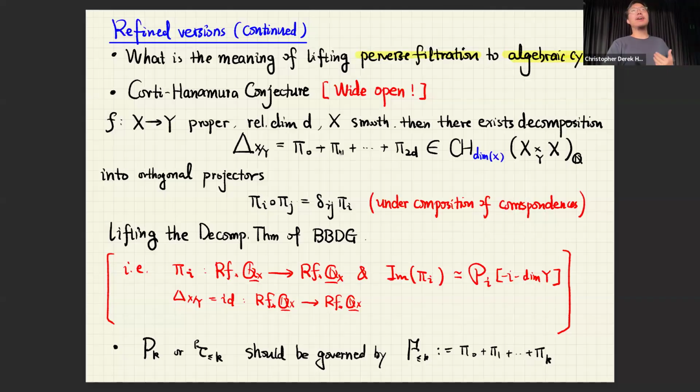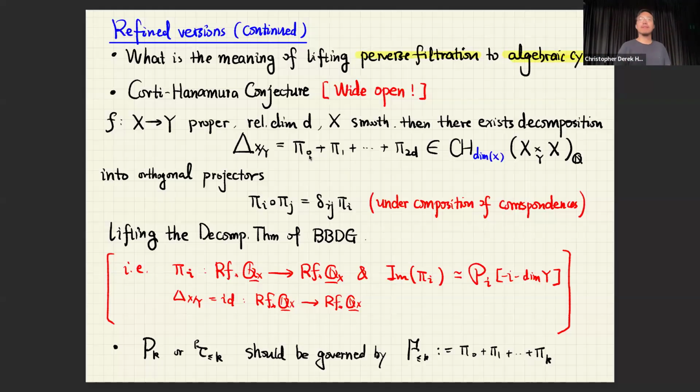Moreover, this decomposition of the relative diagonal completely controls the BBDG decomposition theorem. More precisely, every algebraic cycle in the relative Chow group can be thought of as a cohomological correspondence, which acts on the push-forward complex. If you make the diagonal act on it, you get nothing but the identity; you don't change anything. But every pi_i on the right-hand side singles out the semi-simple perverse sheaf, the i-th summand.